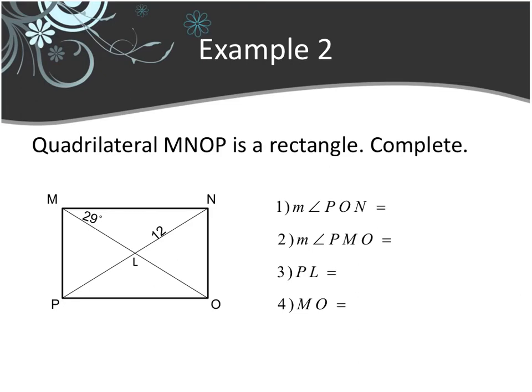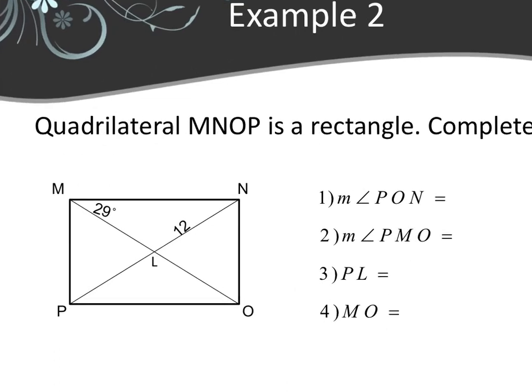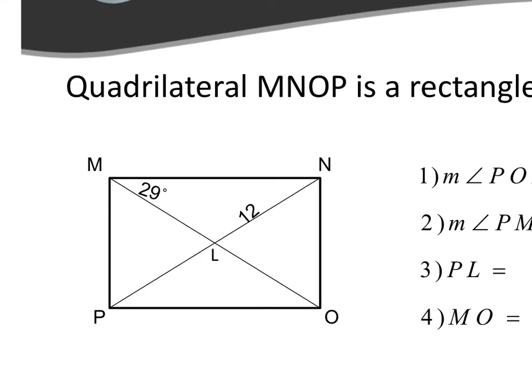Quadrilateral MNOP is a rectangle. So now we're going to do all the things we know about a rectangle. What do you got? The diagonals are all congruent. So the whole diagonal is congruent to the whole diagonal, which means this whole line is congruent to that whole line. Okay, that's good information.